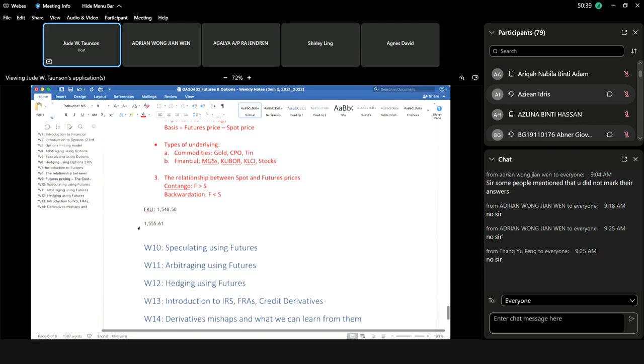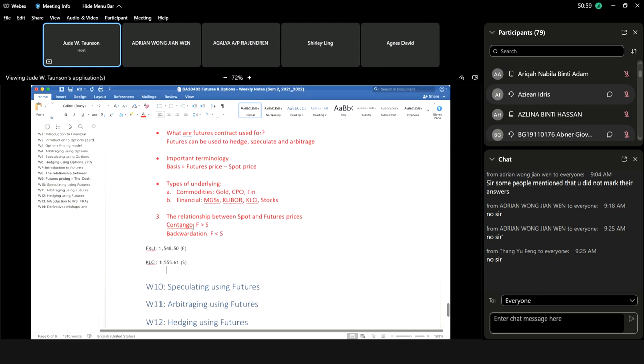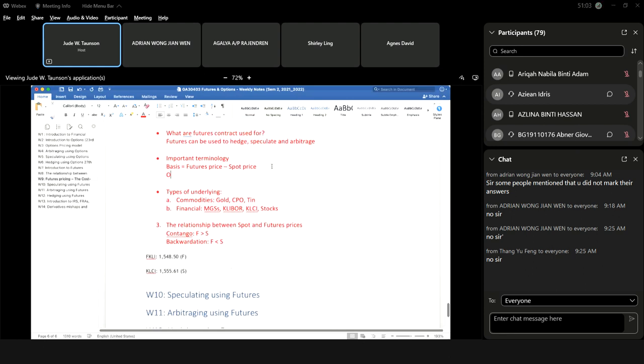This one is the KLCI. Remember, this is the spot. We need the spot price. And this one is the futures price. Before that, let us remember another very important terminology: open interest. We came across it earlier. Yes, Nurul Adila, any question?